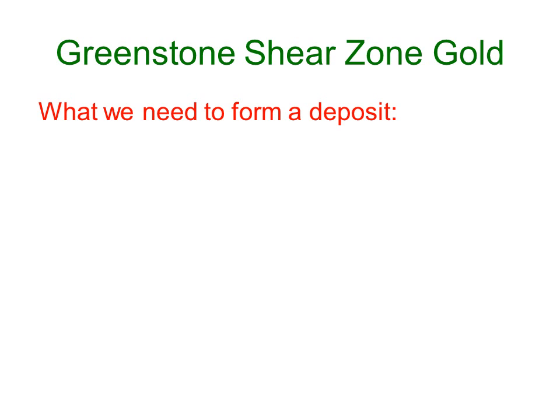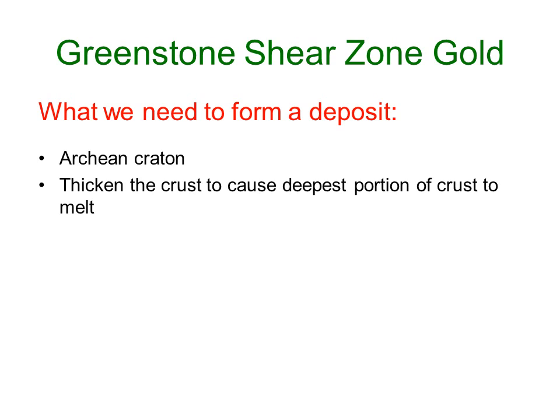So what do we need to form one of these greenstone shear zone hosted gold deposits? Let's take a moment to review what we've covered so far. Firstly, we need an Archean craton to provide the deep source of gold. I believe that even in the slightly younger Proterozoic greenstone belts, the gold is often sourced from underlying Archean crust. Secondly, we need a major tectonic event to thicken the crust and trigger partial melting of the deepest portions, i.e. we need structure.